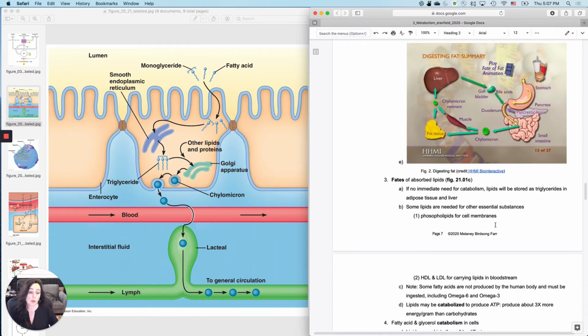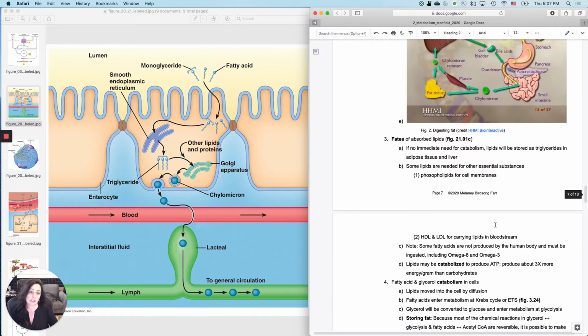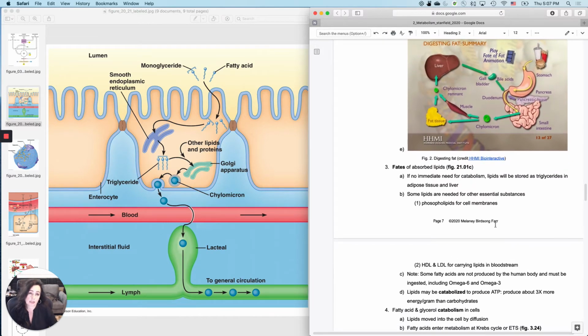Okay. You also can take some of your lipids and use them for other things besides anabolic or catabolic processes. You need phospholipids for your cell membranes. You need HDL and LDL, the high density lipoproteins and low density lipoproteins. Those are primarily for helping lipid transport in the bloodstream, and we'll talk about those with reference to dietary cholesterol in just a minute.